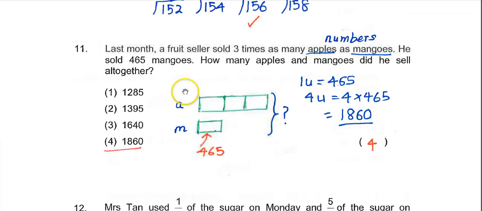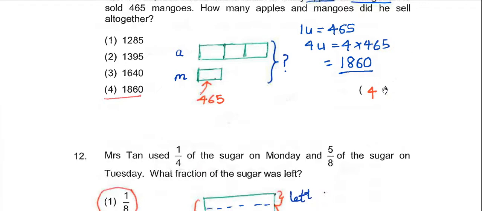And they say that the mango is 465. Look here, 1 U is 465. You're asked to find total. Total is 4 U's. Okay, so 4 U's is 4 times 465 is 1860 altogether. Fruits, 1860 fruits altogether.